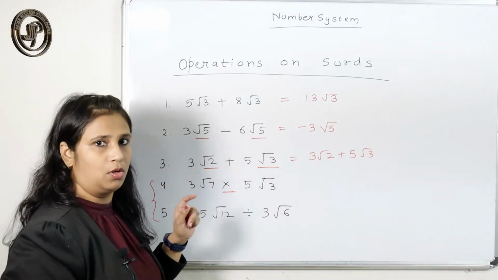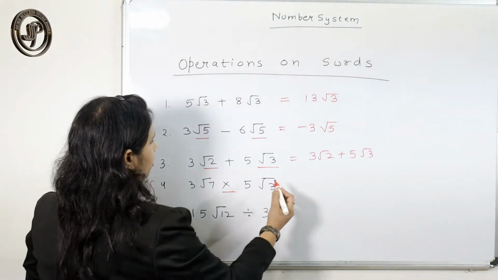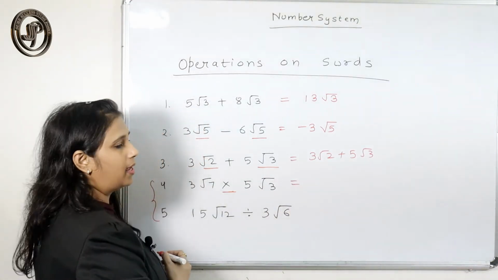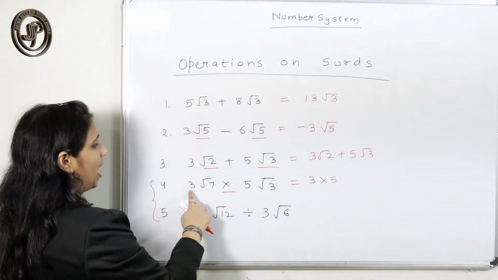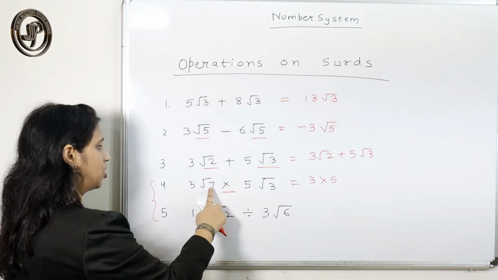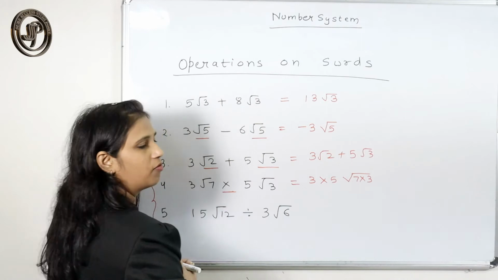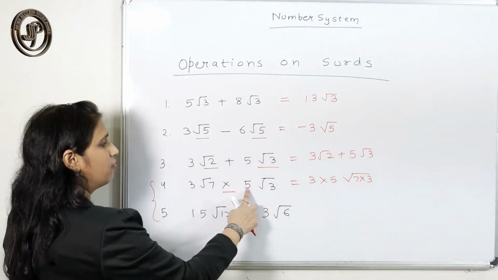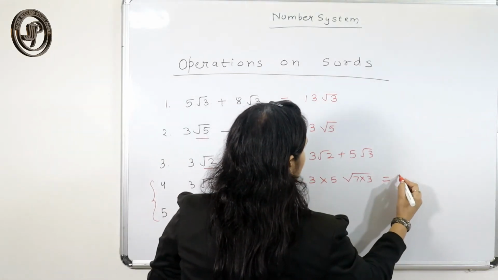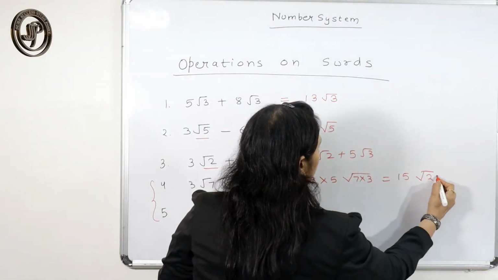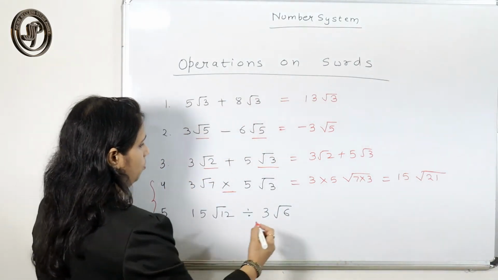The order is 2, like surds are unlike, but we can multiply them. Okay, so if you multiply them, how can you multiply them? 3 into 5. The rational number you can multiply by rational, irrational by irrational. This way you just have to multiply 3 and 5 together, 7 and 3 together. So that will be how much? 15 root 21. Fine.